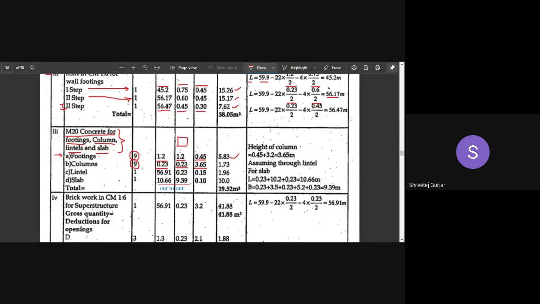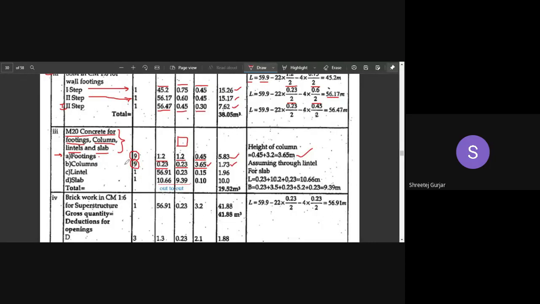So that is 0.45, right? From ground level, it has to go up to your footing. So 0.45 plus 3.2, that is the height of your column, which is equal to 3.65. So 3.65 is the height of your column, and that is how you get your quantity of concrete in columns.